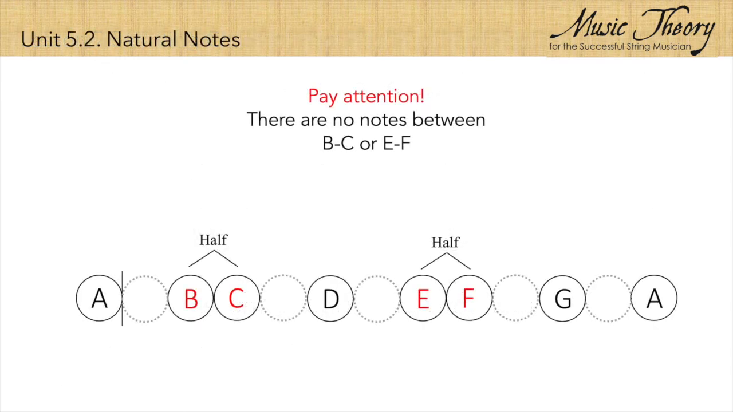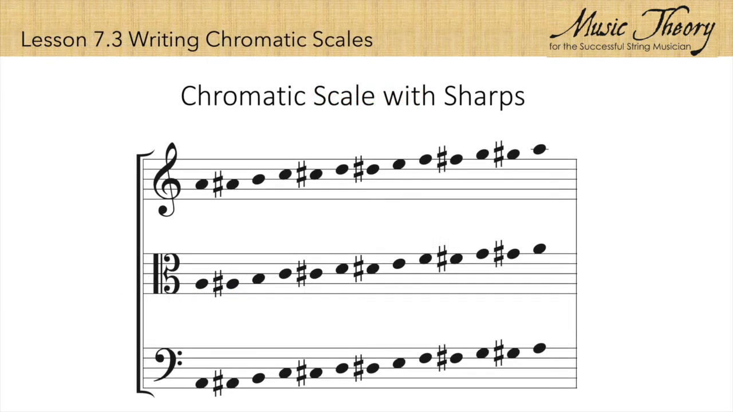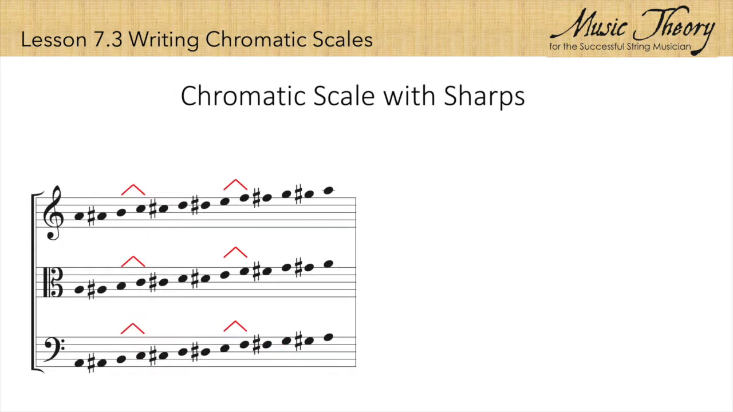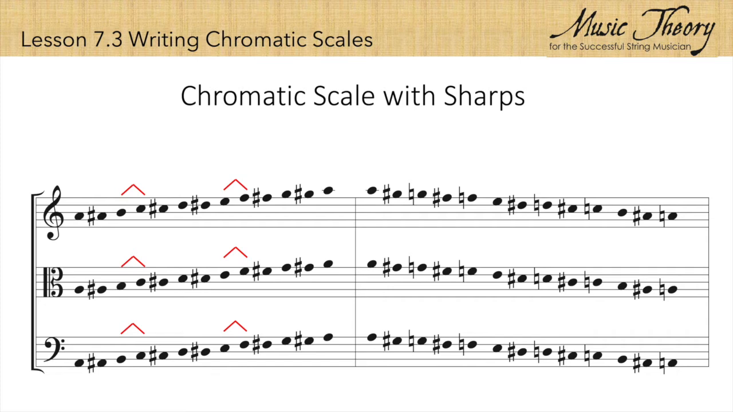Remember to pay attention where the natural half steps are between B and C and E and F. Here you see a one-octave chromatic scale written from A to A using sharps. A sharp, B, C. Notice there is no sharp between B and C or E and F because they are natural half steps. This is true on the ascending scale and also on the descending scale.